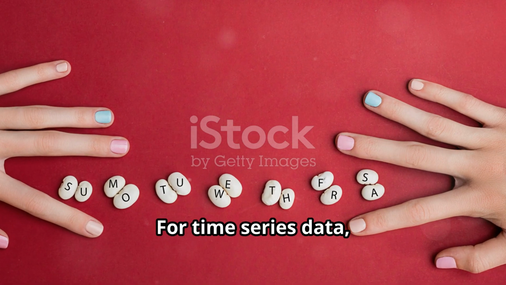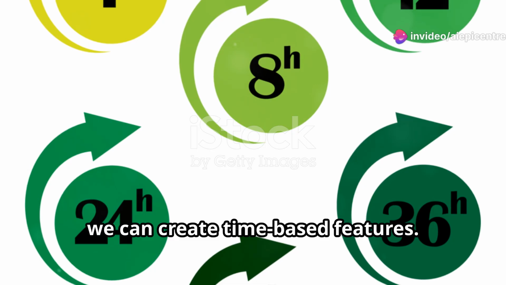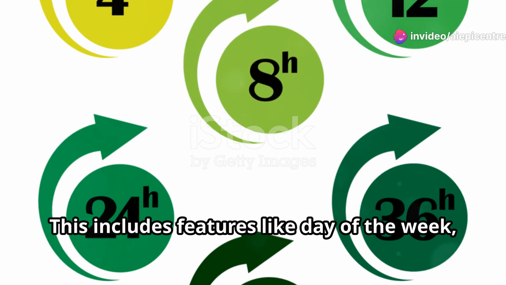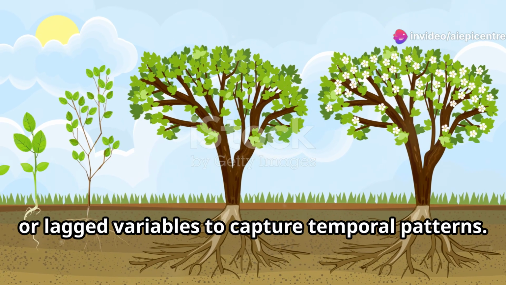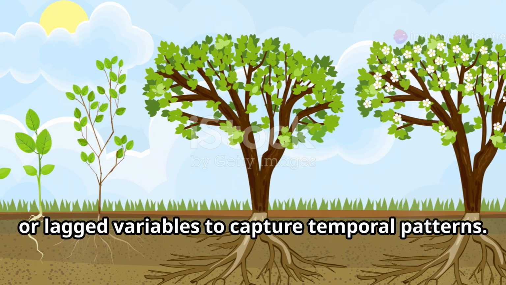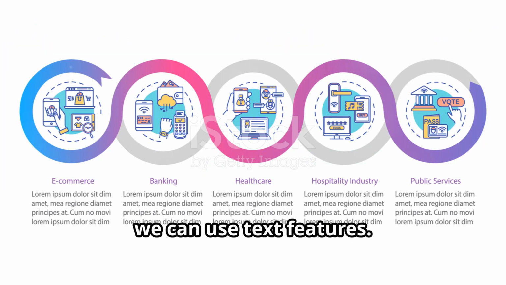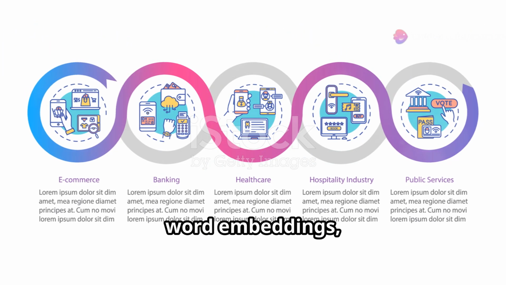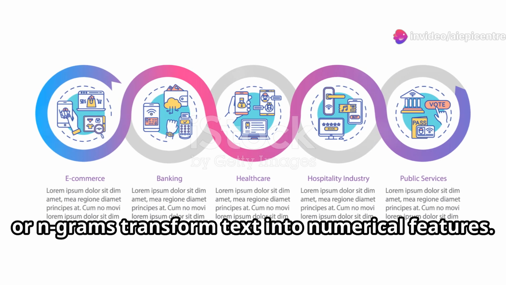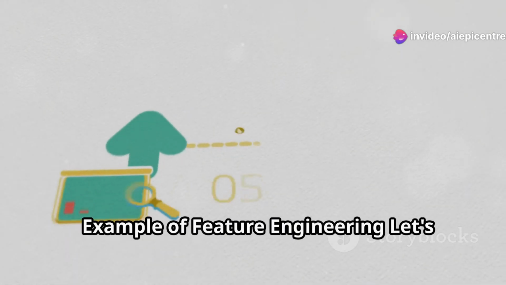For time series data, we can create time-based features. This includes features like day of the week, month, quarter, or lagged variables to capture temporal patterns. Lastly, for textual data, we can use text features. Techniques like TF-IDF, word embeddings, or n-grams transform text into numerical features.